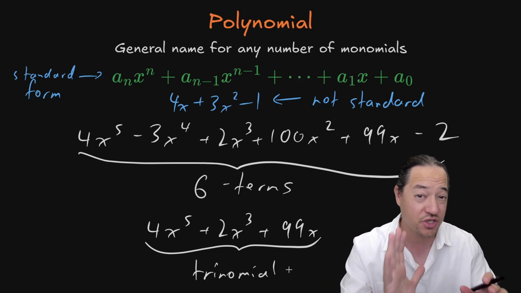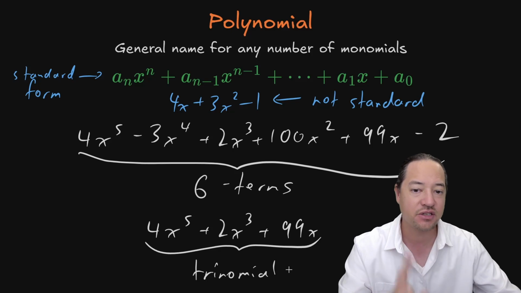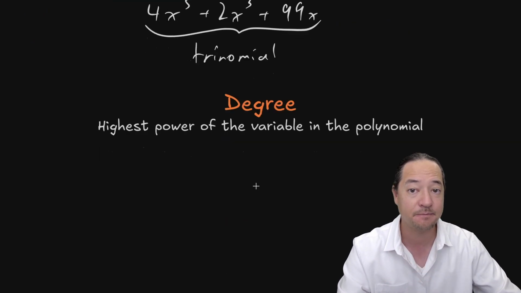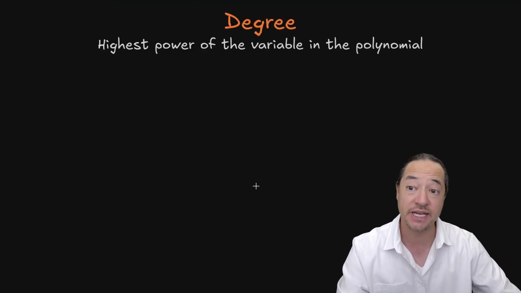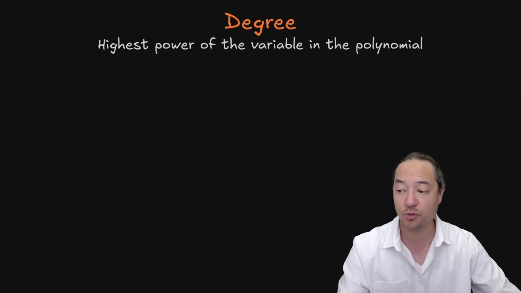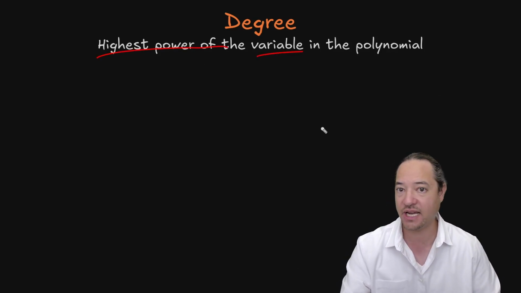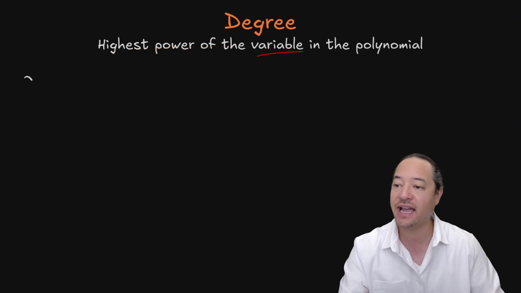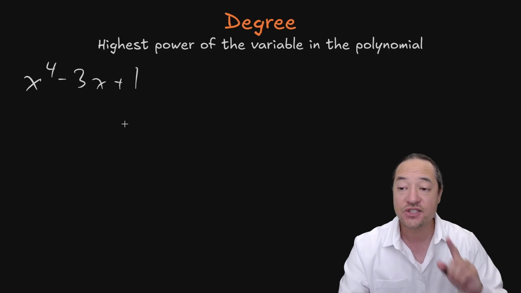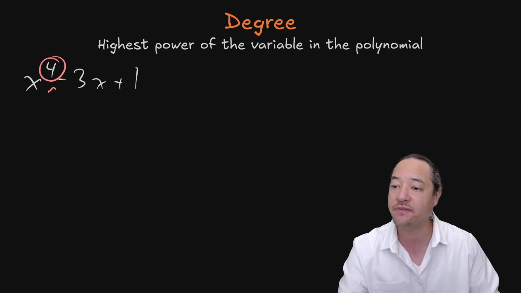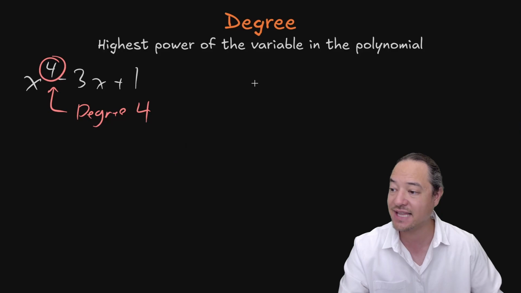Now we can also describe polynomials another way, not just in terms of how many terms they have, but by their degree. What does this mean? Well, when we look at the degree of a polynomial, what we're really looking at is the highest power of the variable. So let's look at an example here. What if I have x to the 4th minus 3x plus 1? In this case, I have a 4 here. That's the biggest power. So I'm going to say this is a polynomial of degree 4.